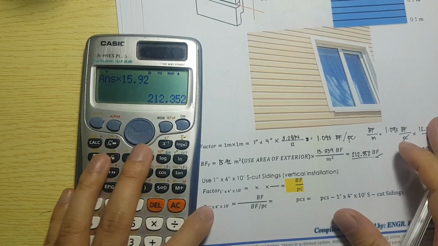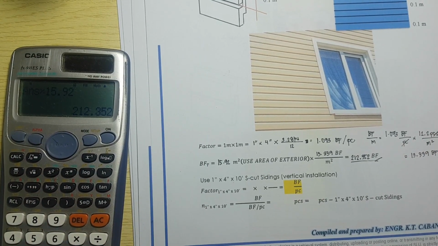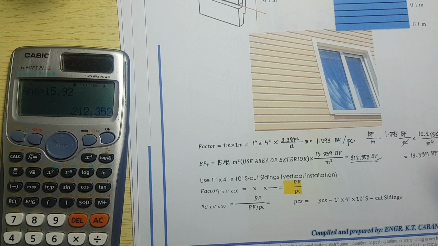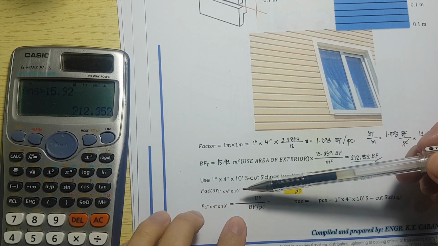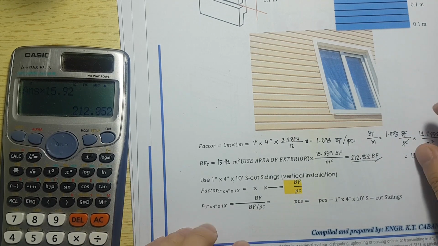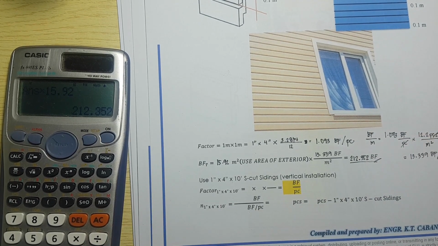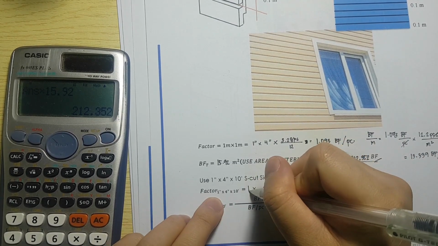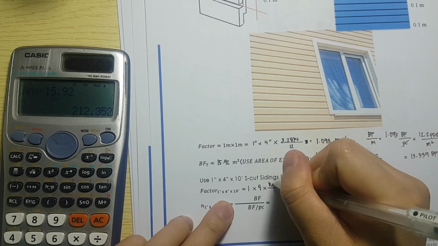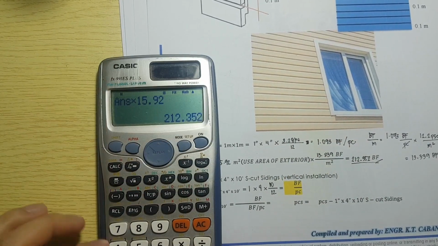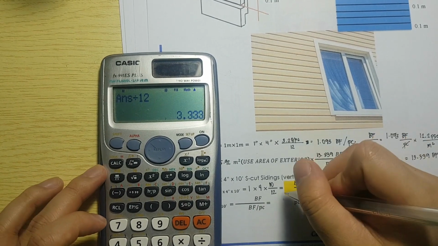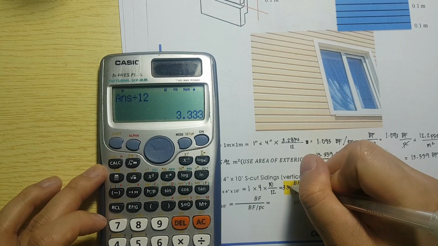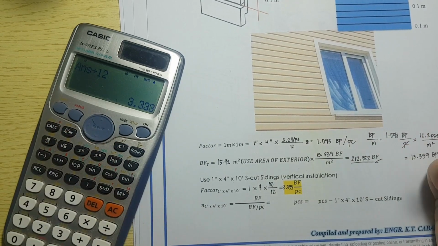Are we done? No, we're not yet done. Take note, this is just the board foot. So gaano karami yung bibilhin natin na 1 inch by 4 inch by 10 feet of exterior sidings? Okay, so what would be the factor for the 1 by 4 by 10? So we simply multiply 1 times 4 times 10 divided by 12, and that is equivalent to 3.333 board foot per piece.